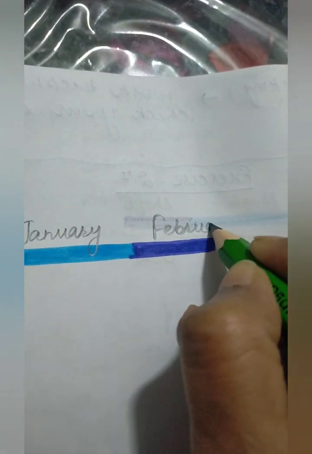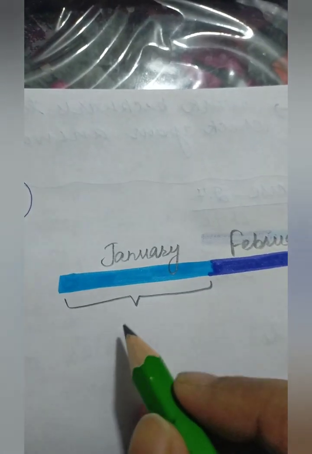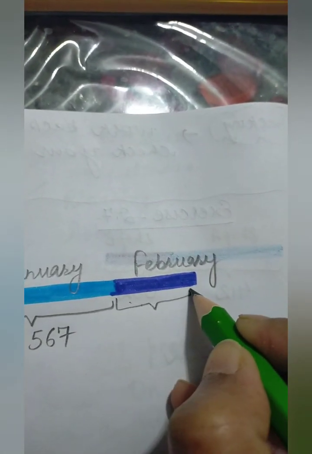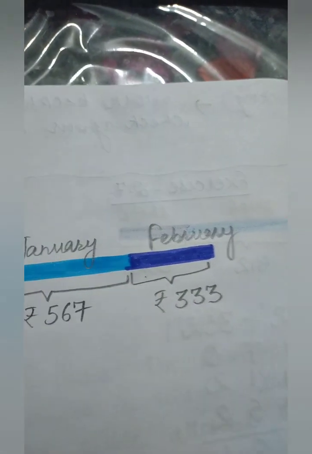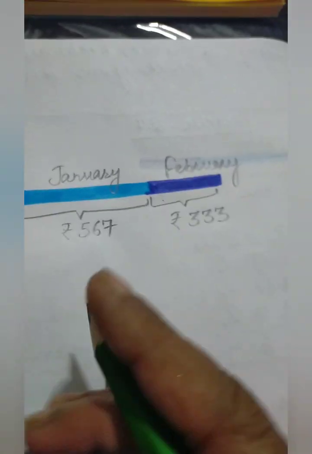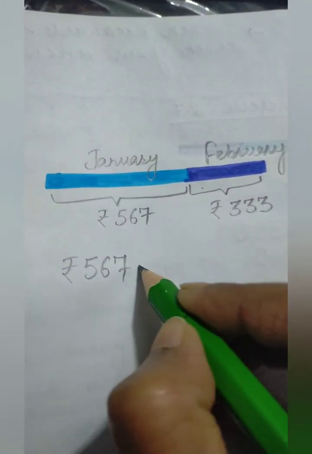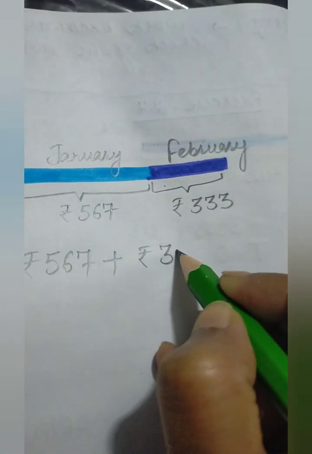Yes, this is the money spent in January and this is the money spent in February. In January, how much money is spent? That is 567 rupees. And in February, how much money is spent? That is rupees 333. And we have to find out how much total money is spent by him. So we will write rupees 567 plus rupees 333.